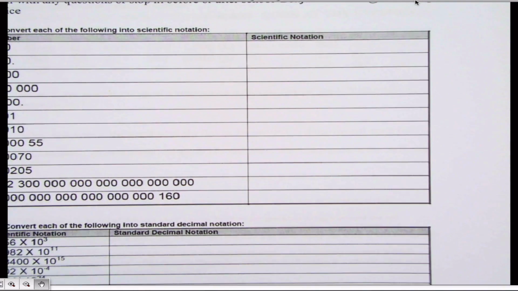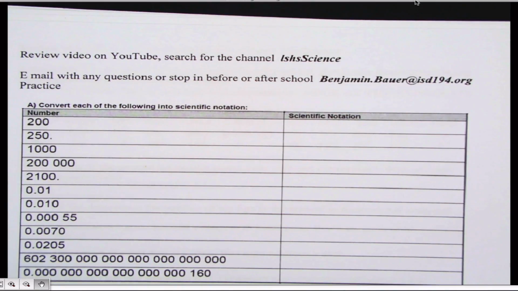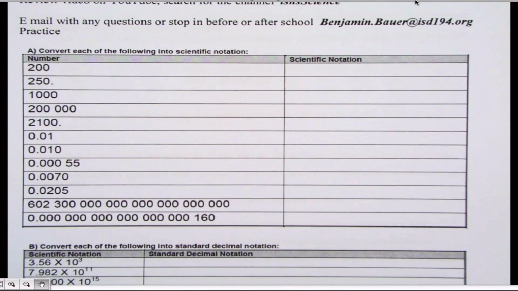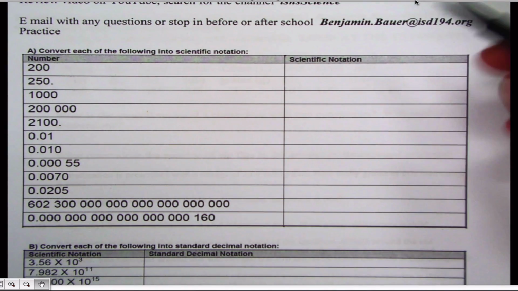So see what you guys know about this stuff. Try a couple of these to see if you can do it. All right, move these to scientific notation. This is where you stop the video. This is where you try these. I'm just going to go through them, so once you stop it, try them, and then check your answers.